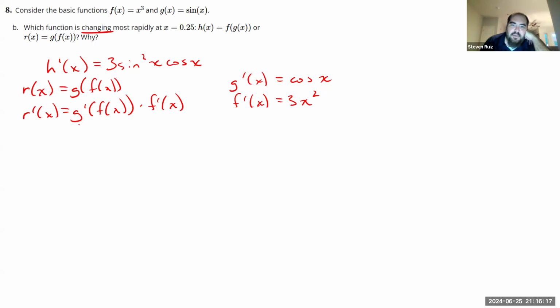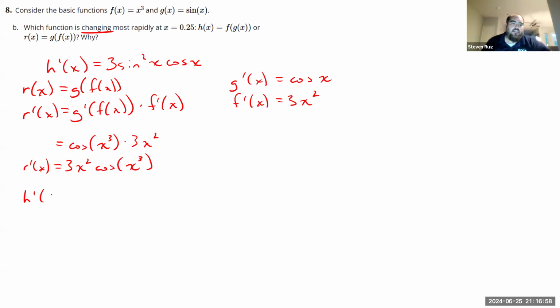So what is g prime? That's cosine of x, except I want to evaluate that at f of x. So this will be cosine of x cubed times f prime, so times 3x squared. So that's equal to 3x squared times the cosine of x cubed. So now we have both derivatives. We have r prime of x and h prime of x, but we don't know which one's changing more rapidly at this base point. Let's go ahead and evaluate.